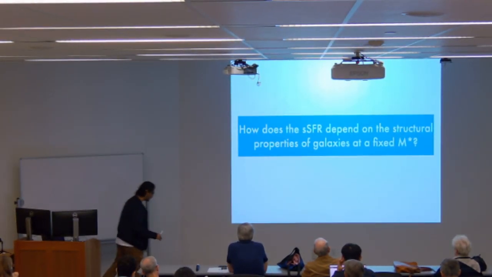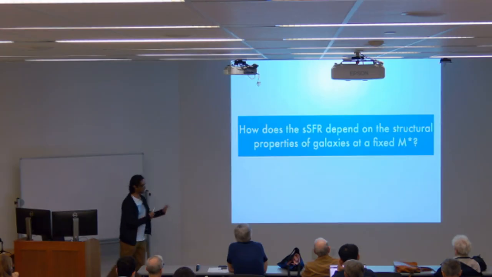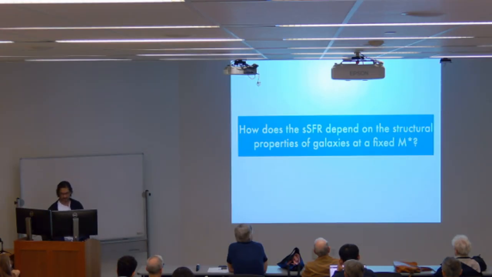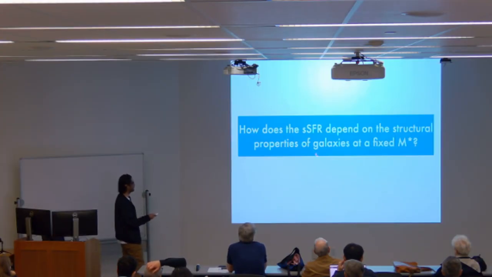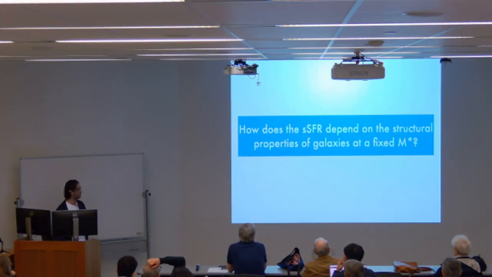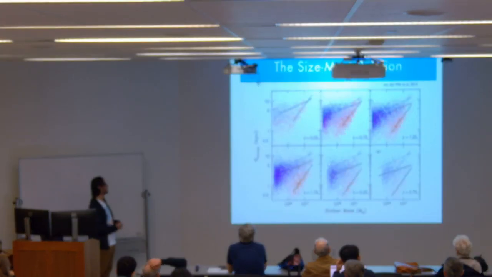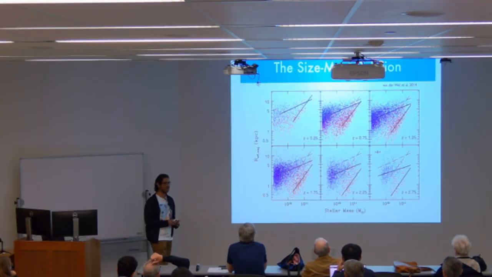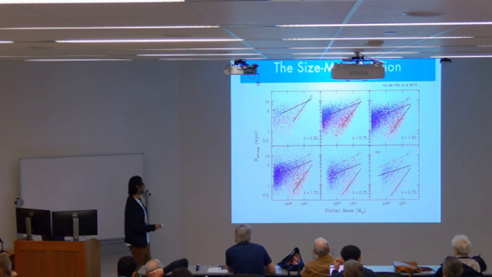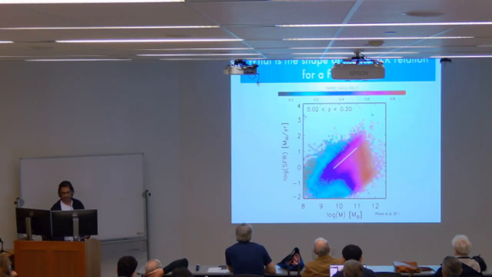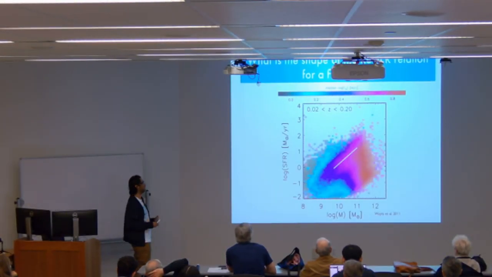Now, I will go to another topic, which is related to this one, and I will ask the question: how does the specific star formation rate, or the star formation rate, depend on the structural properties of the galaxy at a characteristic stellar mass? We know very well the size-mass relation. We understand this relation from redshift 0 to higher redshift, around 3. For a fixed stellar mass, star-forming galaxies have larger radii compared to quiescent galaxies. But now, what is the real shape, the continuous shape between these two relations?